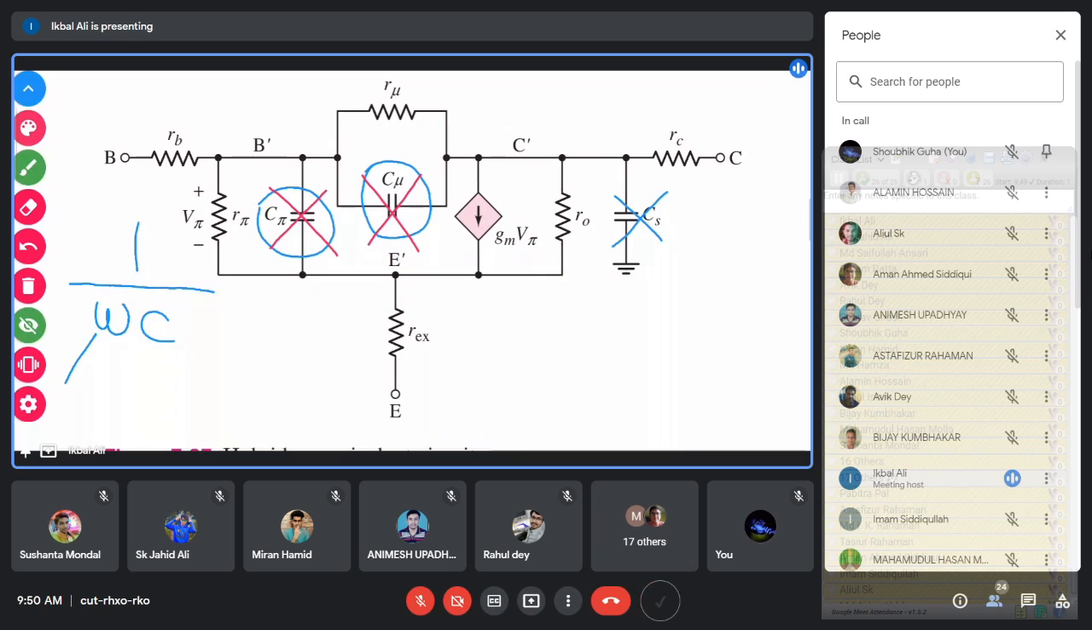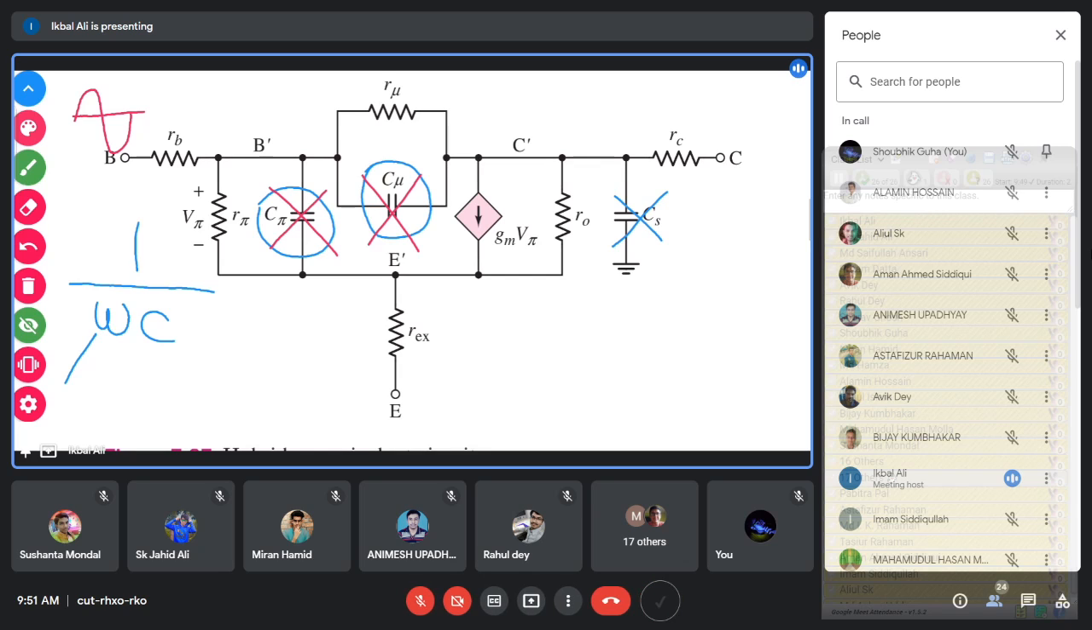not allowing any current because of the high impedance. This high impedance appears for the low frequency. If the signal at the input side is very low frequency, then these two capacitors' impedance becomes very high. So you can consider these two capacitors as an open circuit. So these two capacitors will not take part in the transistor action. That is the low frequency operation.